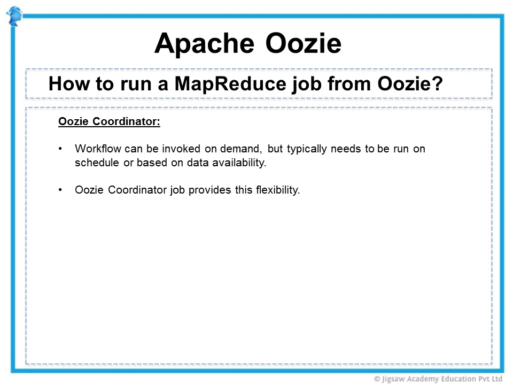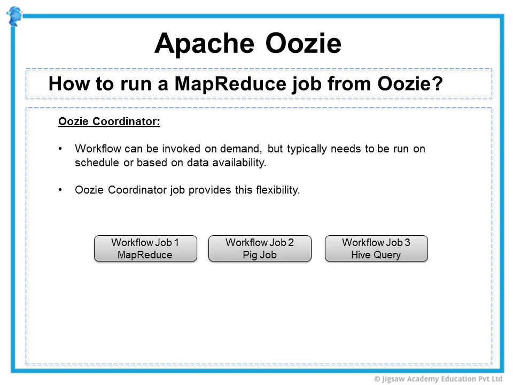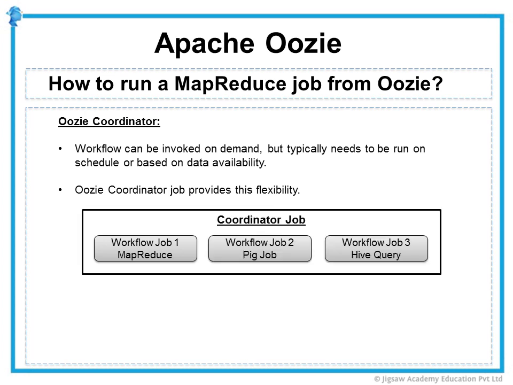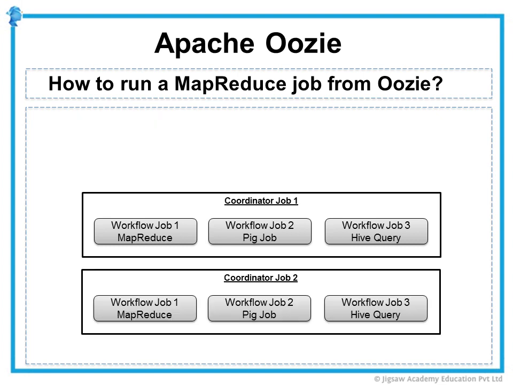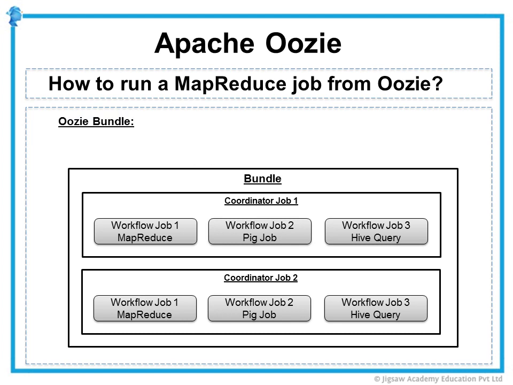So you basically first create one or more workflow jobs and then create a coordinator job and include the workflows you want to run. And if you want to package multiple coordinator and workflow jobs, you can do so by creating an Oozie bundle. So bundles basically make it easier to manage the life cycle of these jobs.